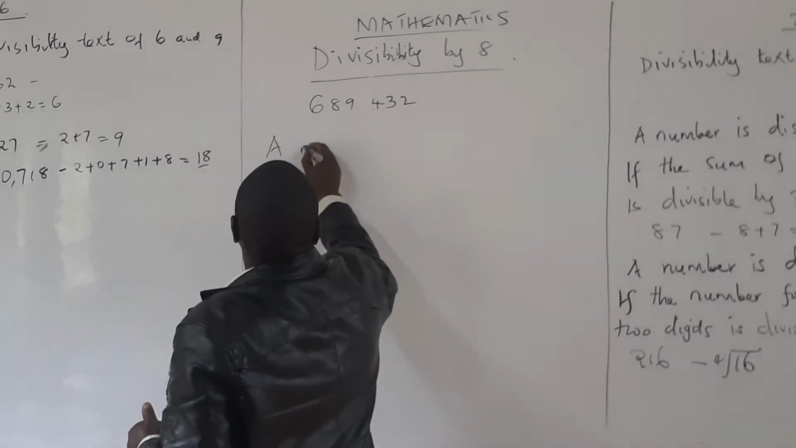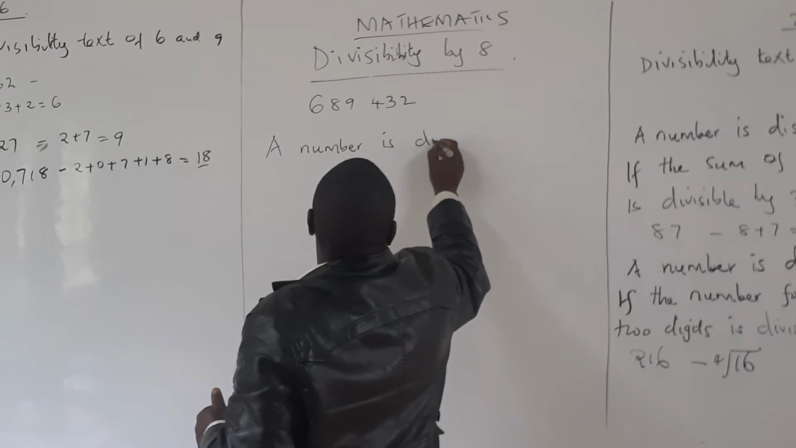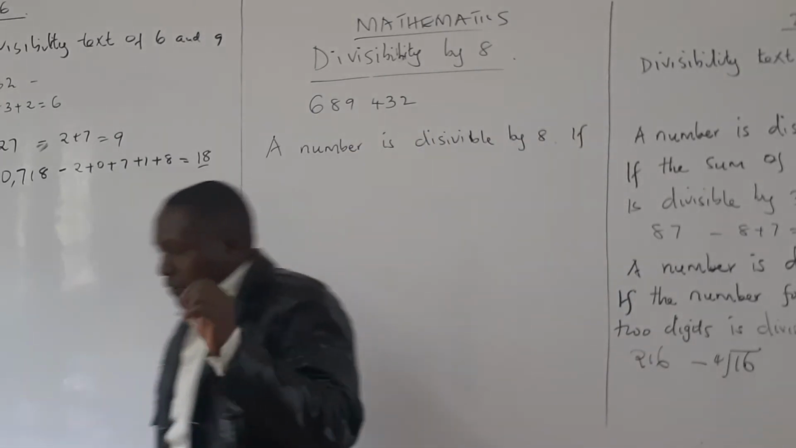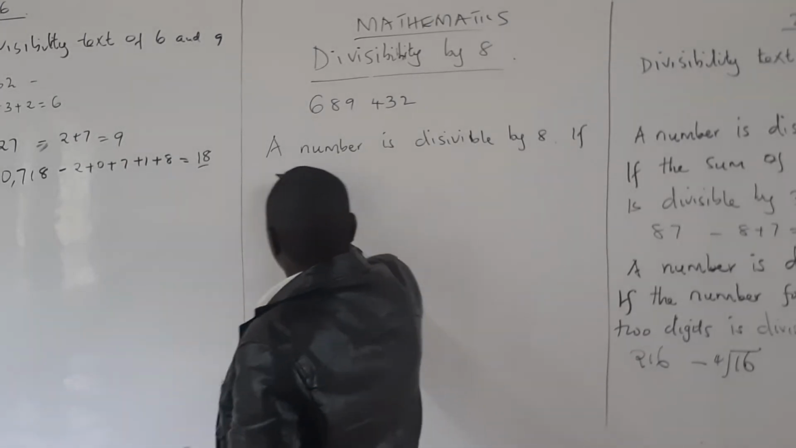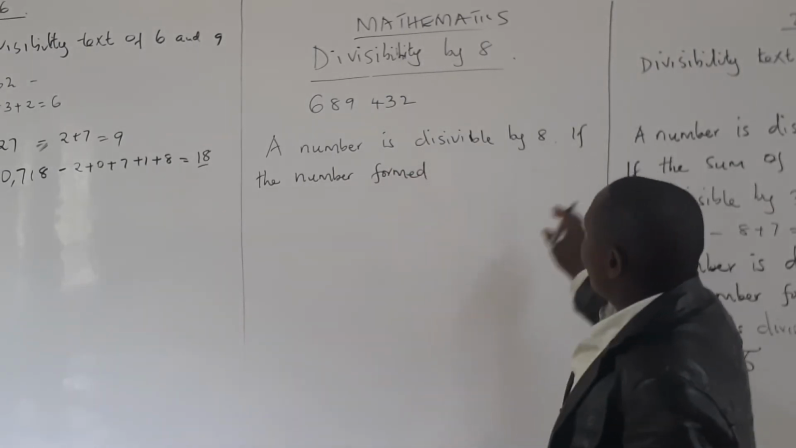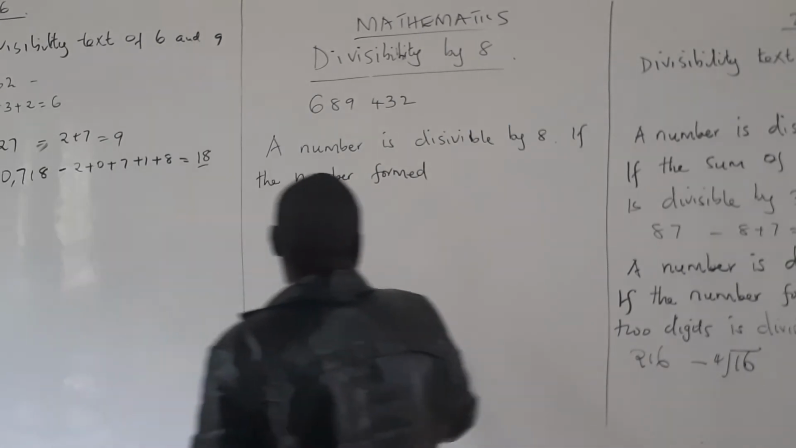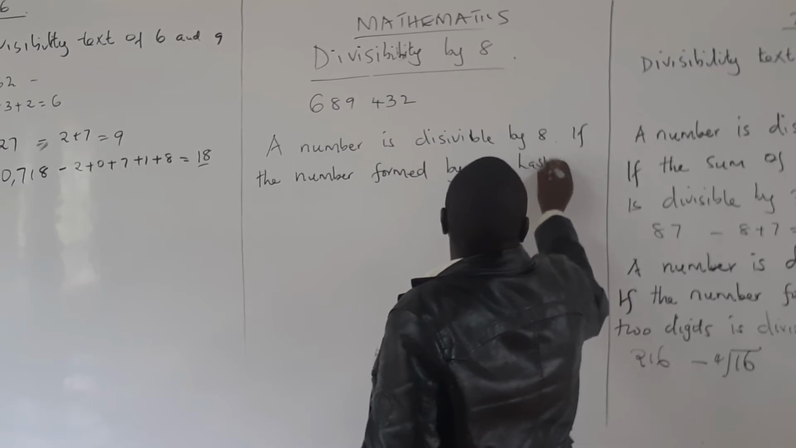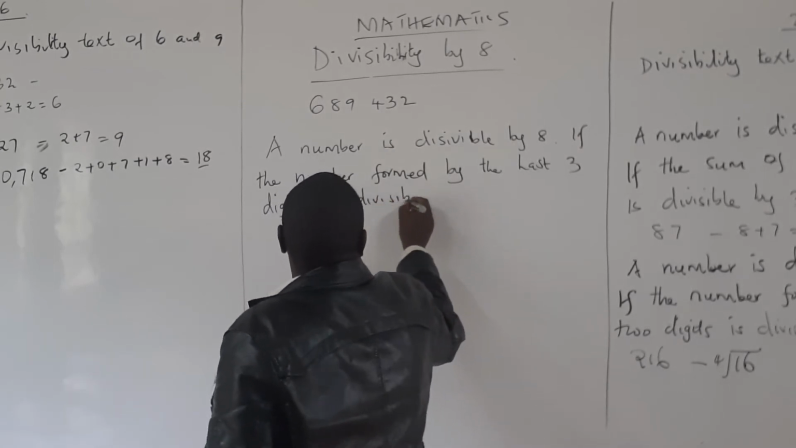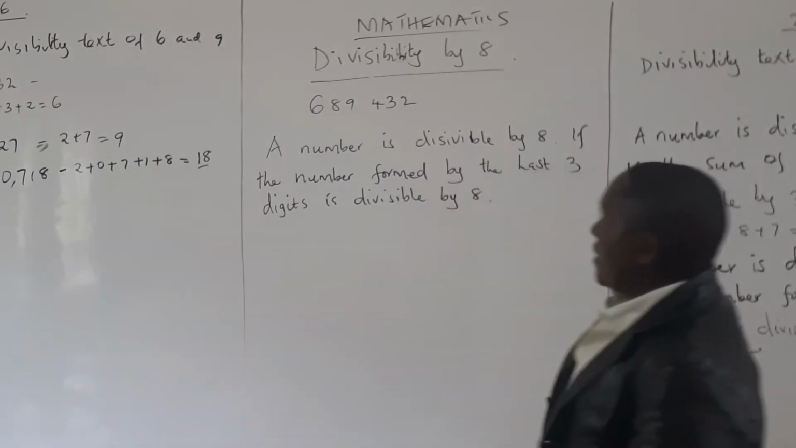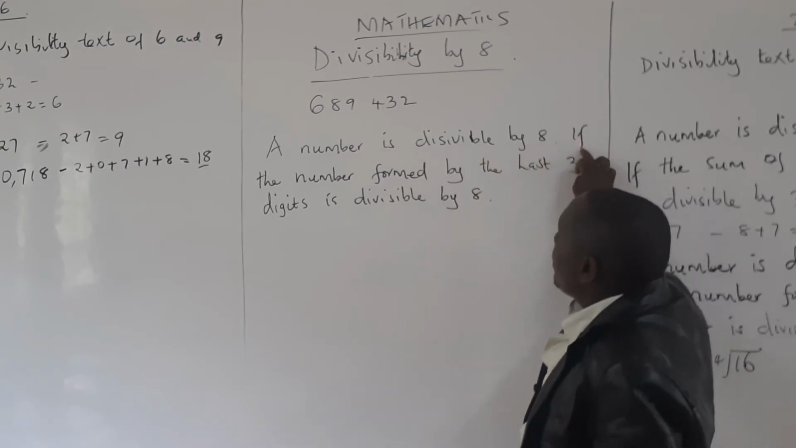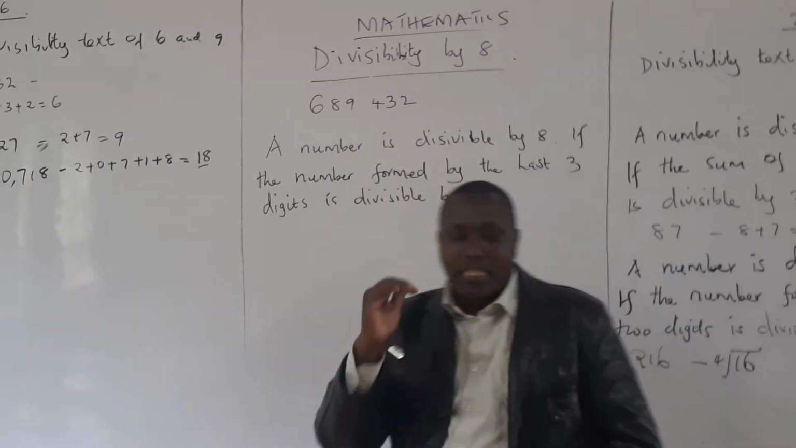We are saying a number is divisible by 8 if the number formed by the last three digits is divisible by 8. So we are using the divisibility test where we say a number is divisible by 8 if the number formed by the last 3 digits is divisible by 8.